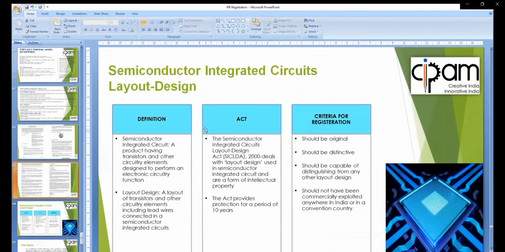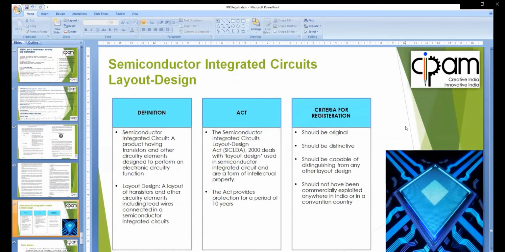Now let's move to semiconductor integrated circuit layout design. It is covered under the Semiconductor Integrated Circuits Layout-Design Act 2000. It deals with the representation of the semiconductor. These have transistors and other circuitry elements. The layout design and other circuitry elements include leads or wires in it. They should be original, distinctive, and their layout should be unique from already existing layouts.